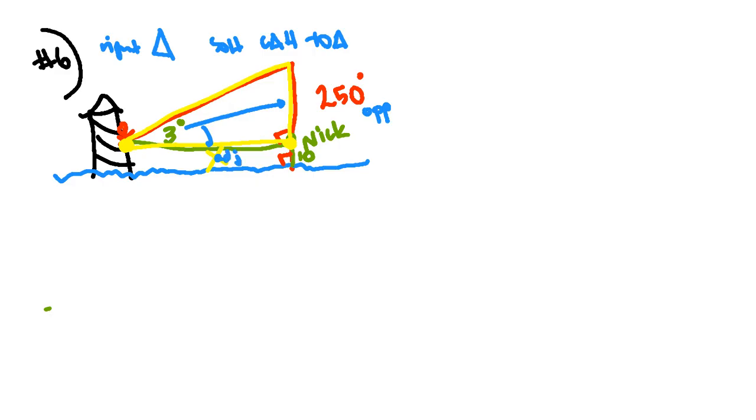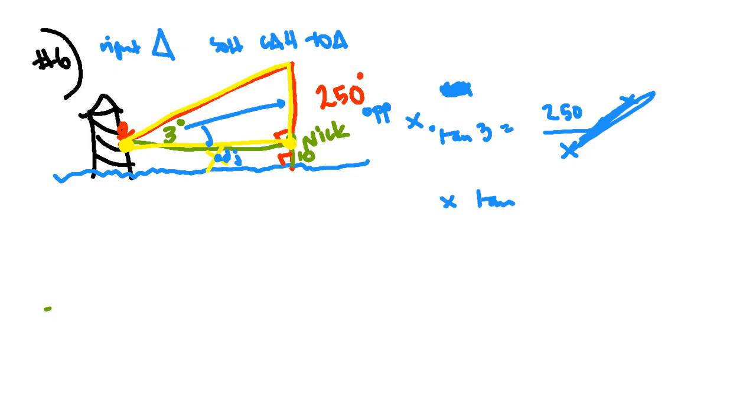So the sine, oh, sorry, not sine. Opposite over adjacent is tan. So the tangent of 3 degrees equals 250 over x. We don't know what the length is. Multiply both sides by x. This will cancel. We've got x tan of 3 equals 250. Divide both sides by the tan of 3. And let's see what we get. 250 divided by tan of 3.